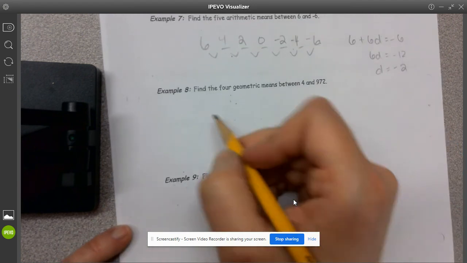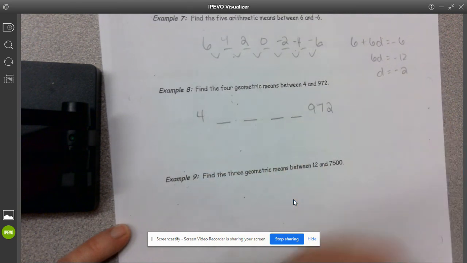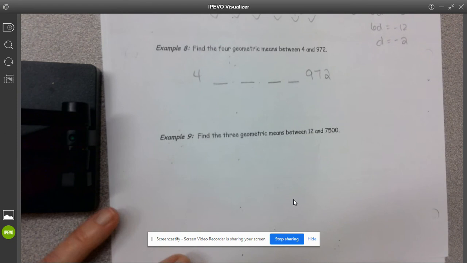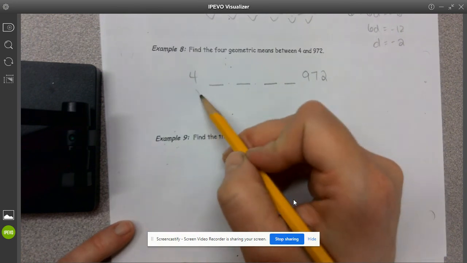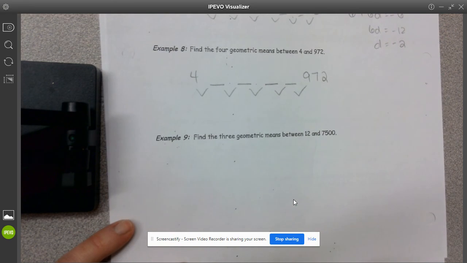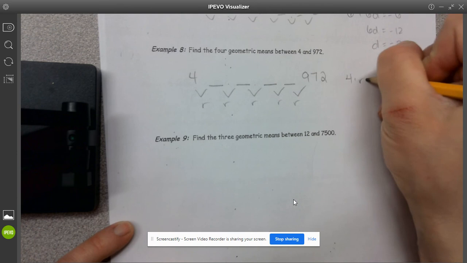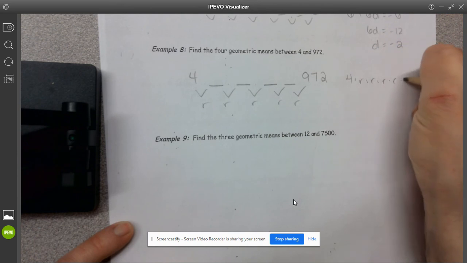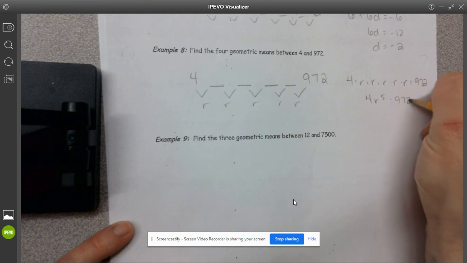All right, here now we're saying geometric. So I'm going to multiply. I have 1, 2, 3, 4, 5. Okay, 5 jumps. I'm multiplying 5 R's. So it's 4 times R times R times R times R times R equals 972. So it's 4R to the 5th equals 972.